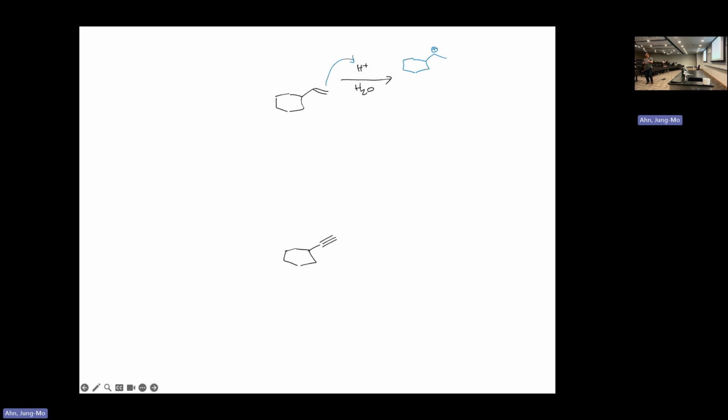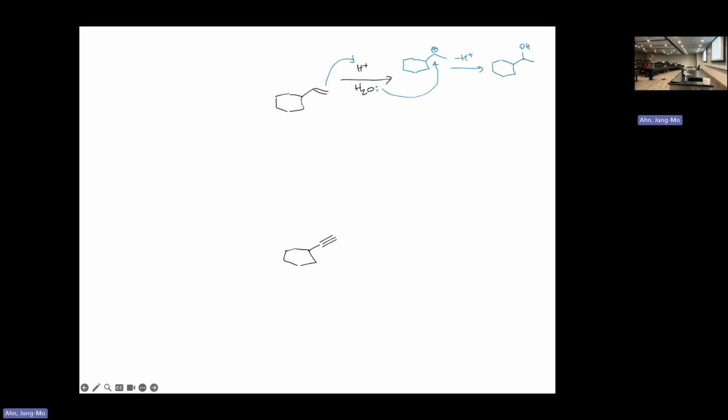Something I've been telling you: whenever you see a carbocation, the first thing that should pop into your mind is that it may rearrange. That is something we really need to think about as soon as we see a carbocation. This carbocation is a secondary carbocation, and there's a tertiary center next to it, so I'm expecting it to rearrange very fast.